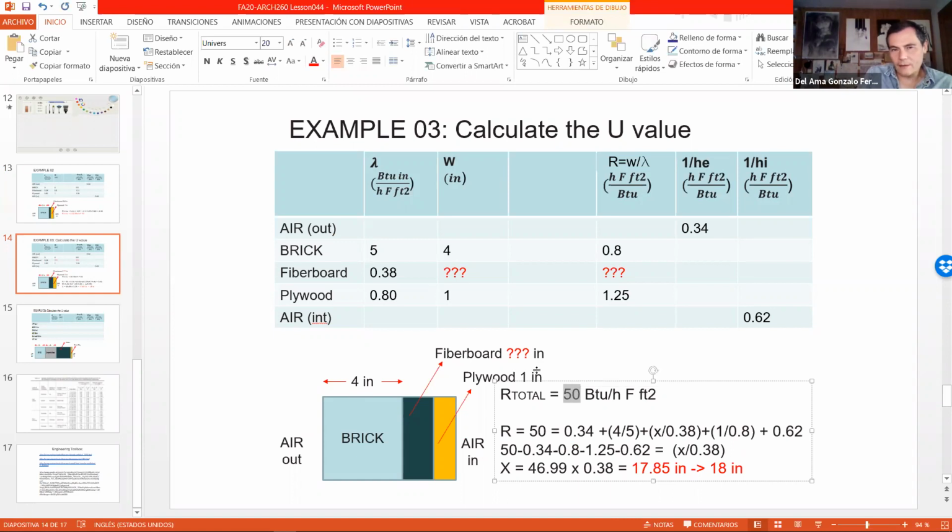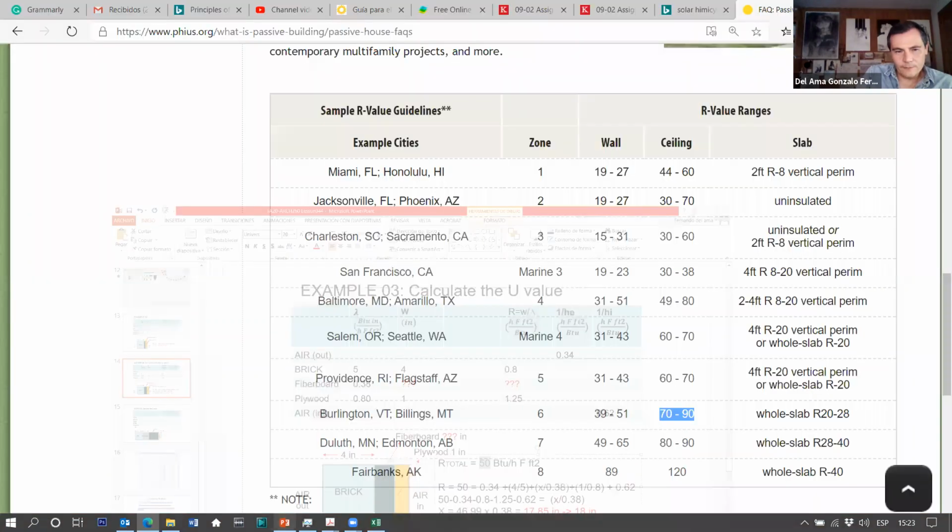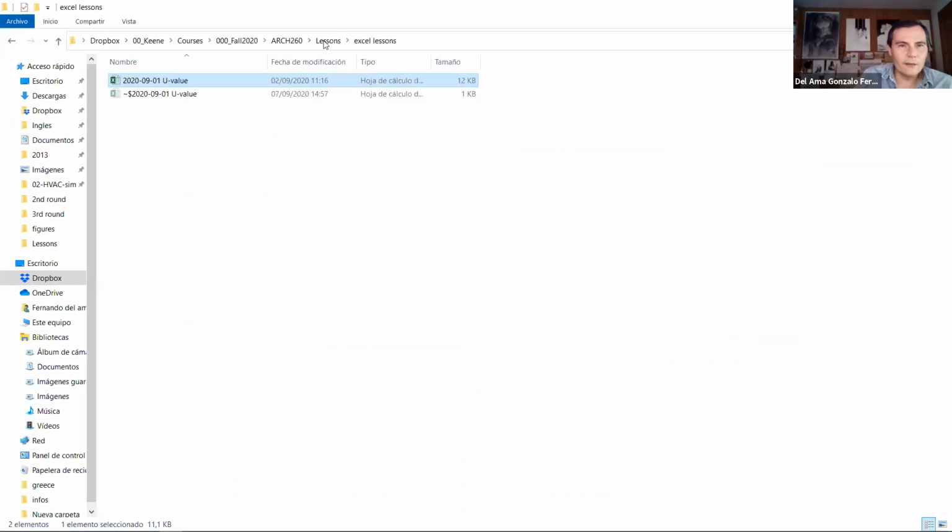So knowing that, and if we know what kind of thermal insulation we have, then we can calculate the thickness of the thermal insulation. And by the way, where can we find this kind of elements or these kind of materials?